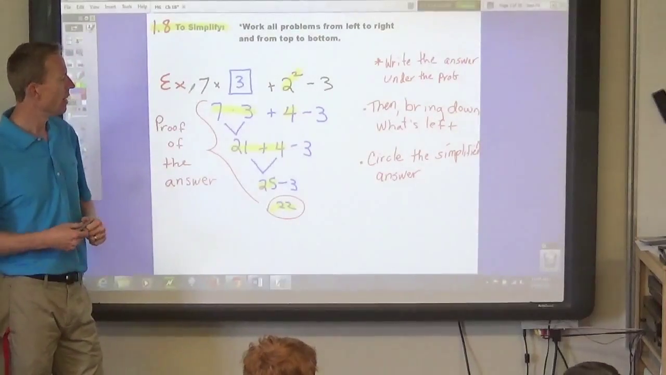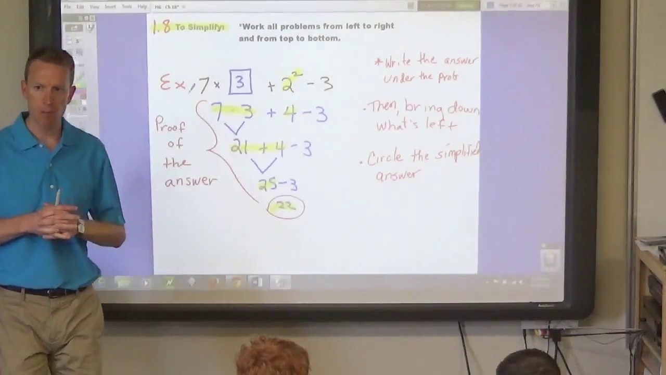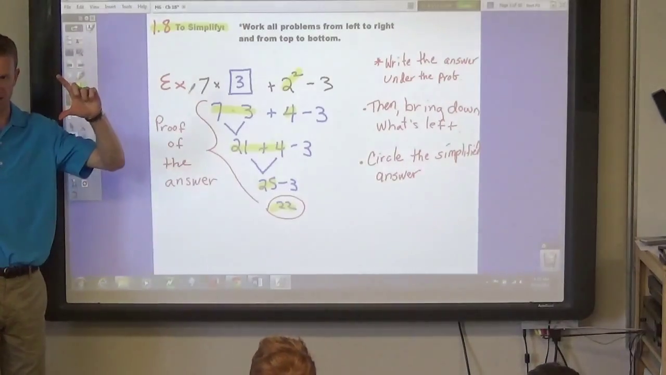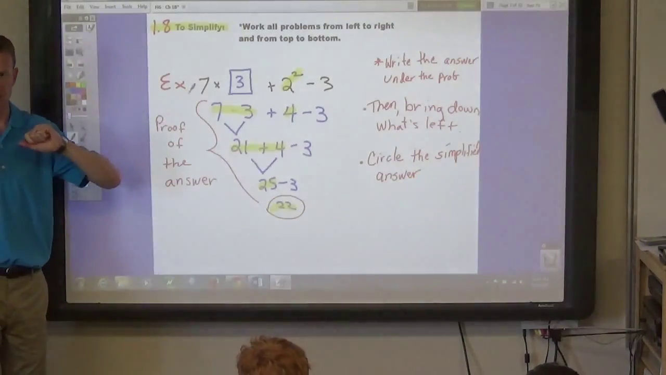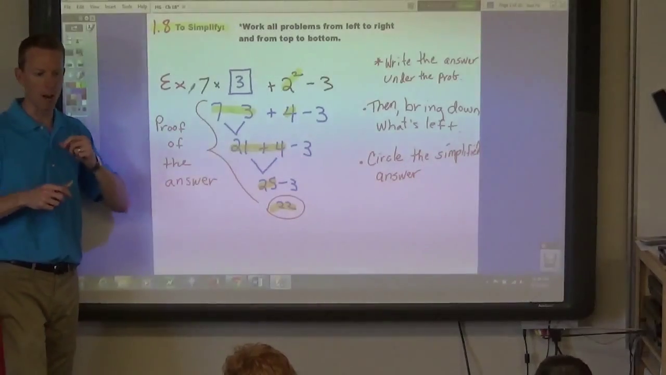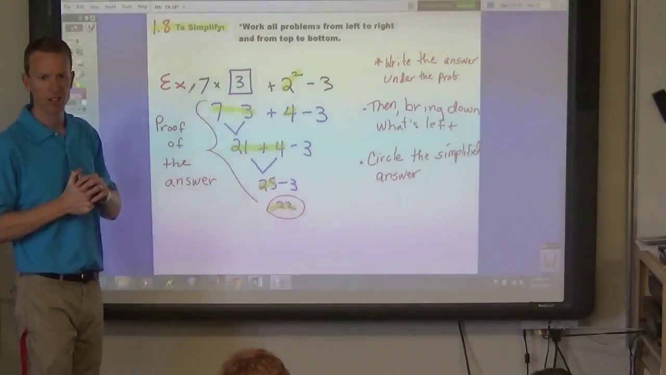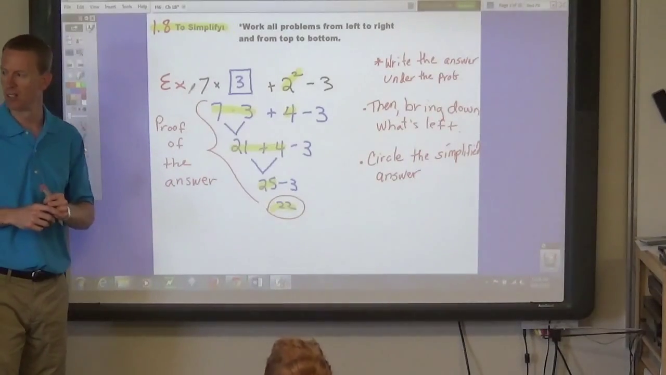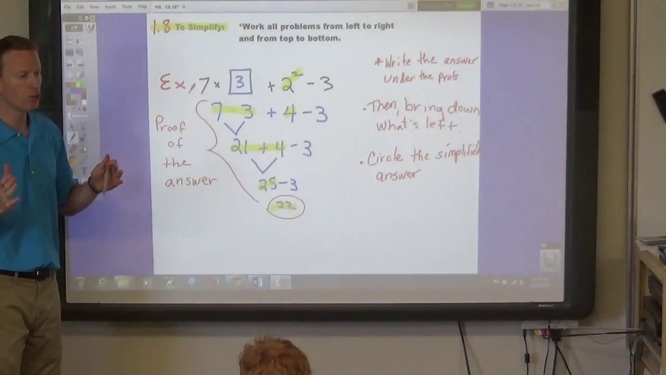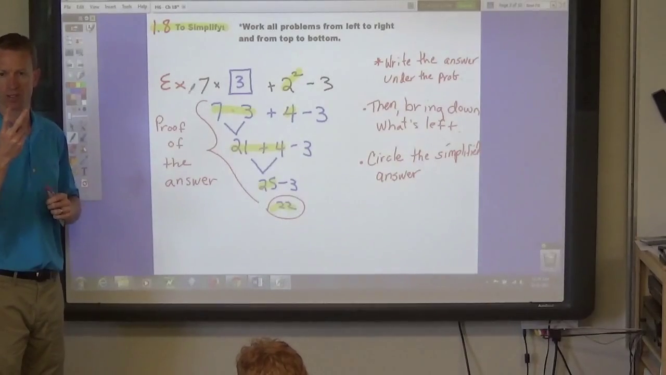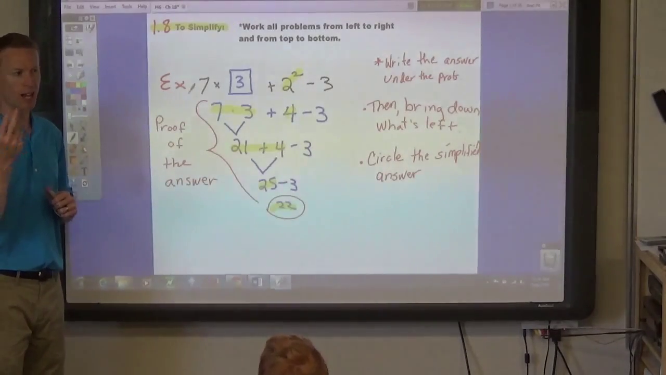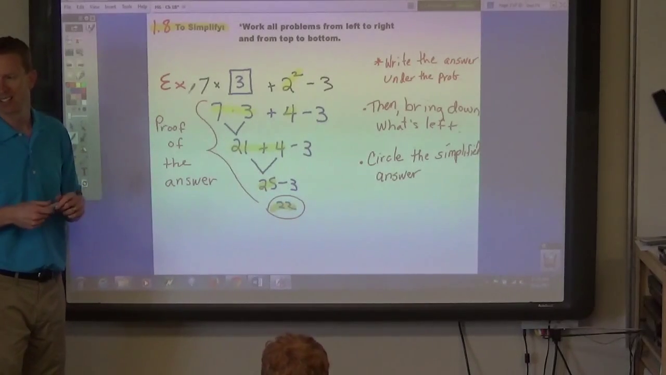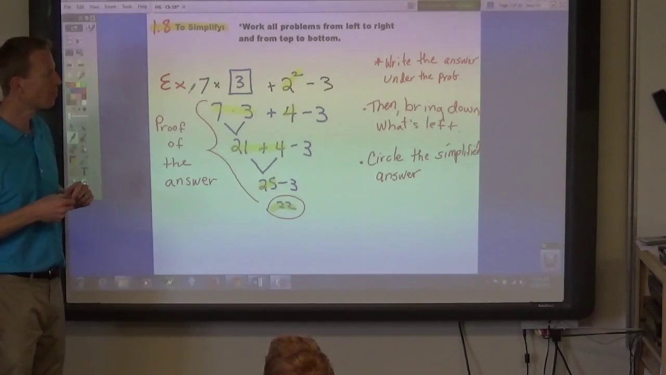So, we need to start with parentheses. Are there any parentheses in the problem? Parentheses look like this. Parentheses are which step? First step, right? So that's the first thing you have to look for. If there's no parentheses, you can go on to step 2. What is step 2, class? Do all exponents and powers.